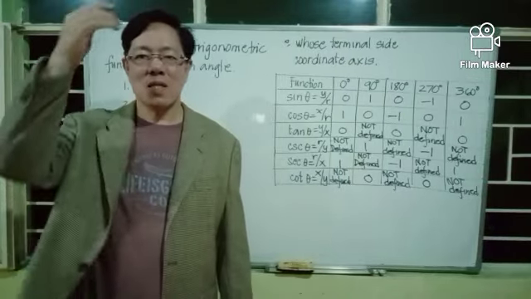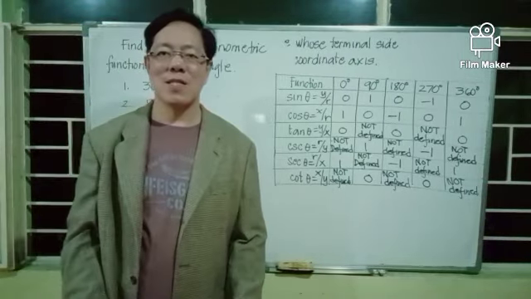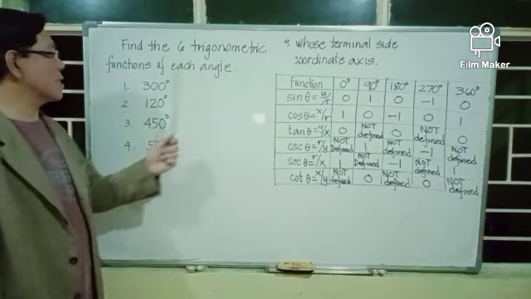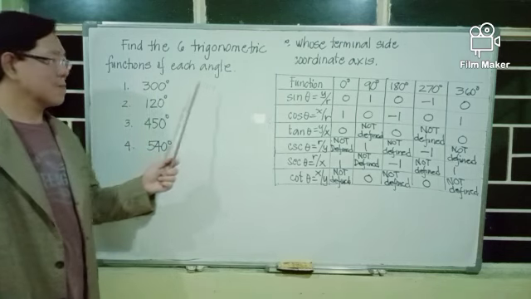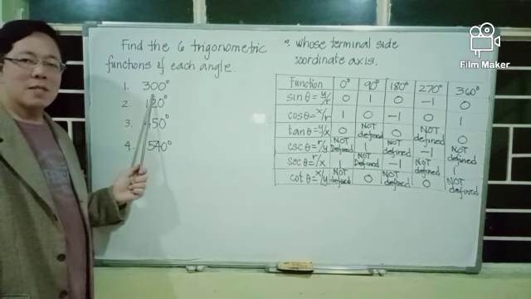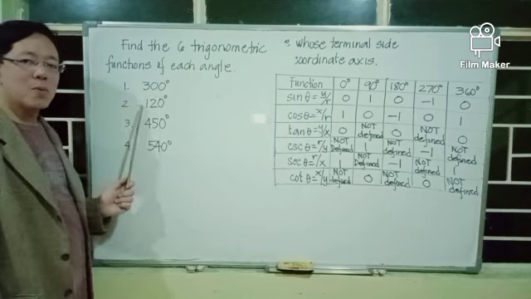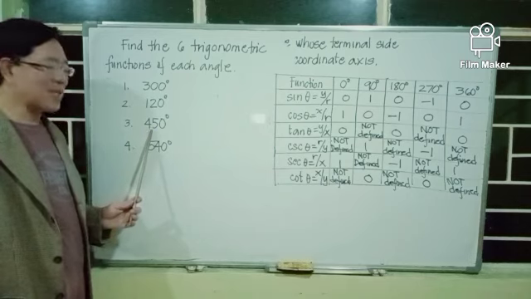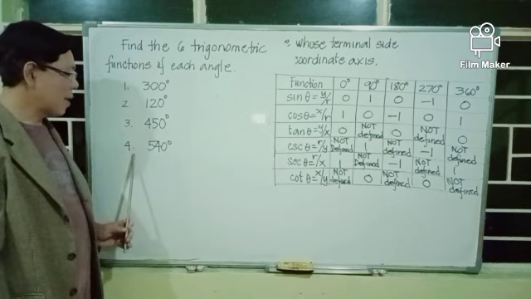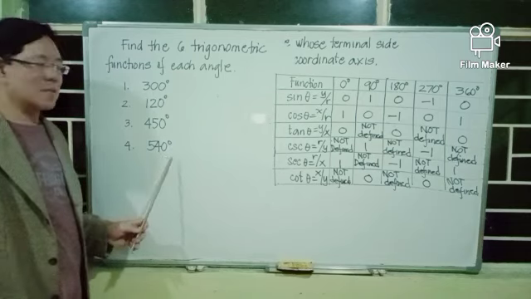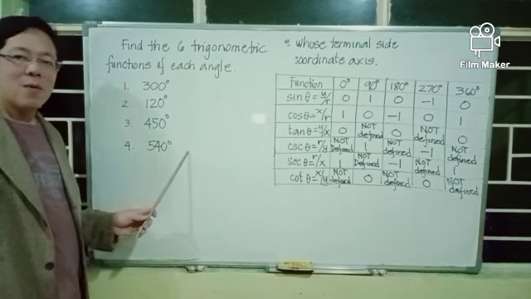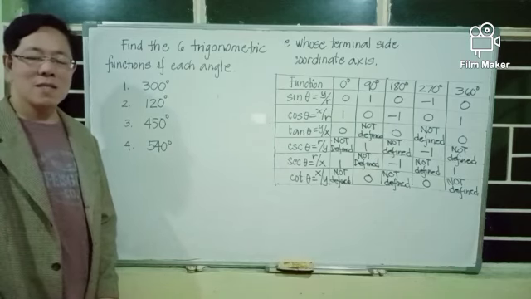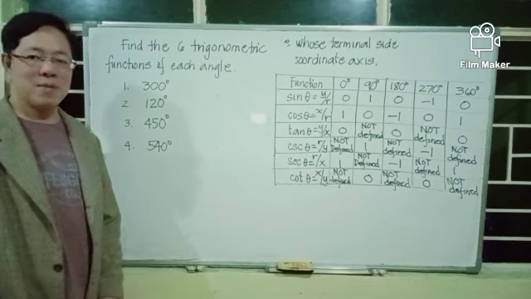For your practice, please try the following exercises. Find the 6 trigonometric functions of each angle. Number 1, 300 degrees. Number 2, 120 degrees. Number 3, 450 degrees. And number 4, 540 degrees. For each of these 4 given angles, you draw the given angle in standard position in Cartesian plane.